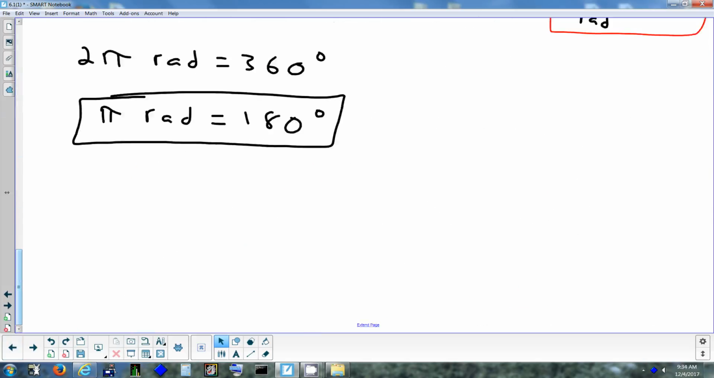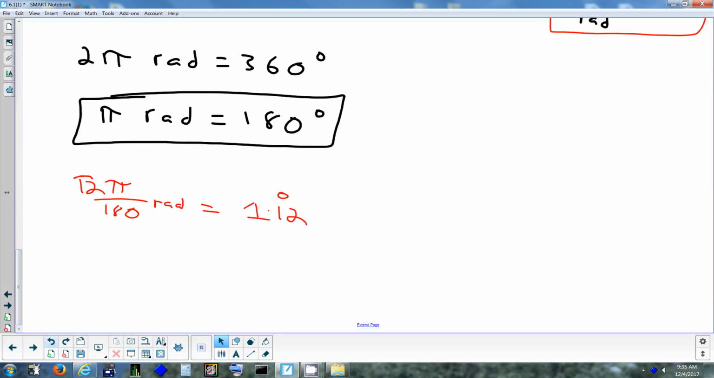So what would I have to do to each side of that to get a 1 on the right? Divide by 180. So I'd have pi over 180 radians equals 1 degree. So now if you said, okay, that's 1 degree converted to radians. What about 3 degrees? That's easy. Multiply each side by 3. If you said, well, what about 12 degrees? 1 times 12, pi over 180 times 12.